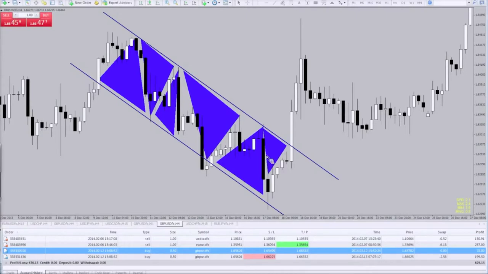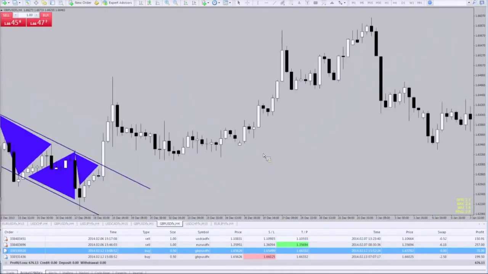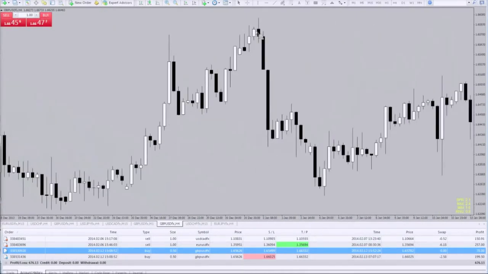The other thing that we learned were the names of the 4 building blocks of price action. The first one is the uptrend. The second one is the downtrend. The third one is the consolidating or sideways market.